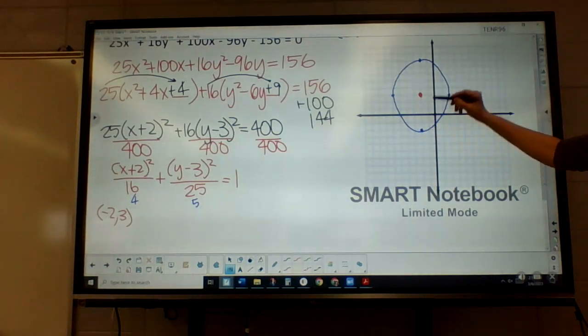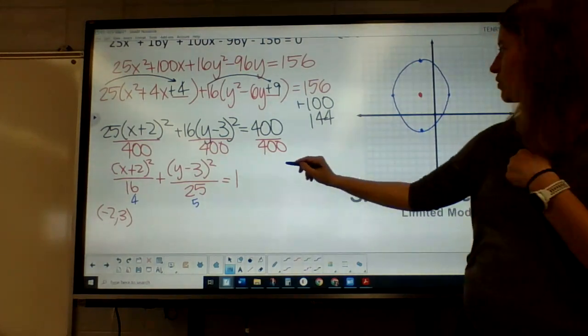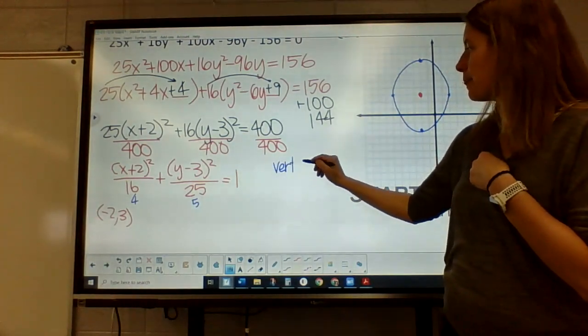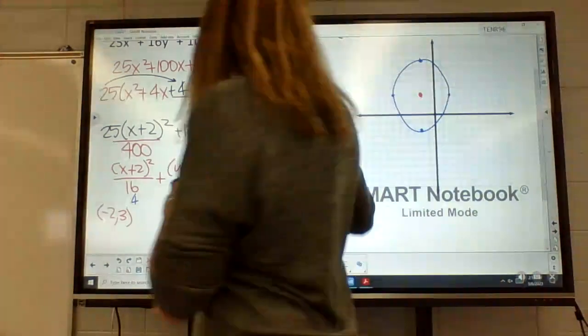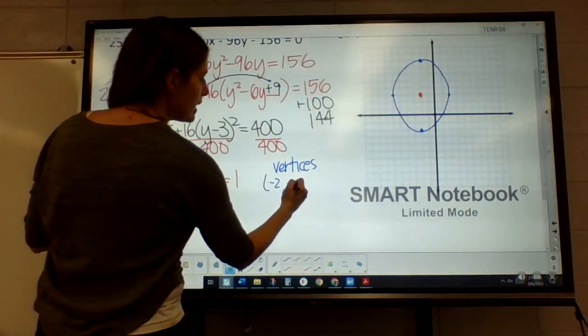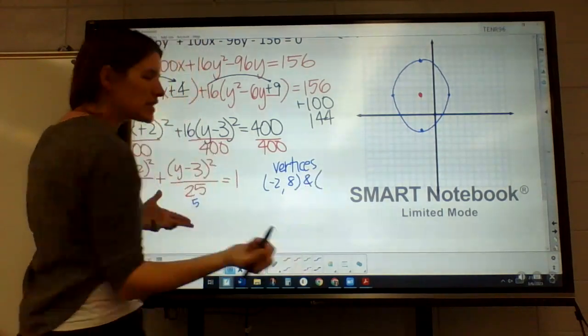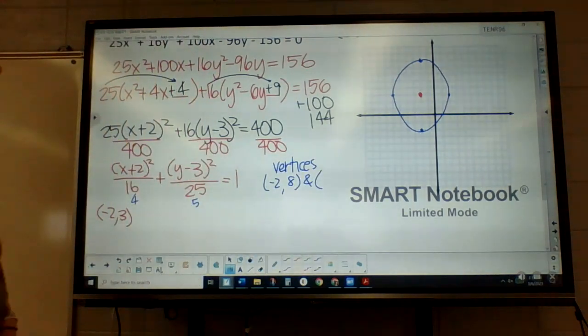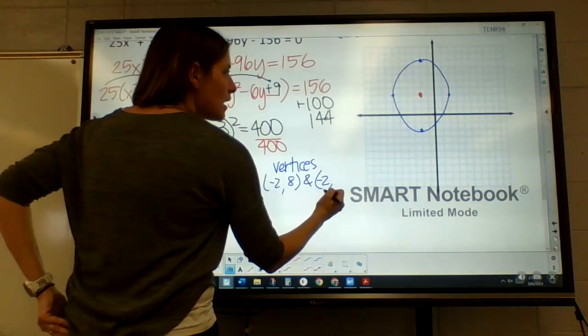Now our vertices are the long way. So these two are my vertices. When they ask for that, which I think I did in the beginning up there, I have negative 2, 8. The other ones are called covertices. Obviously still important, but not quite as important.